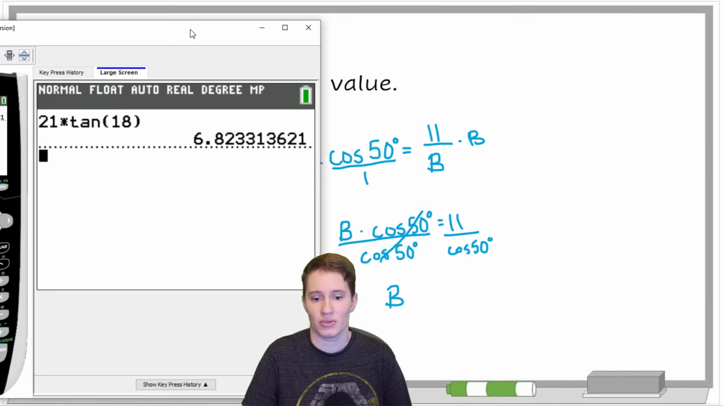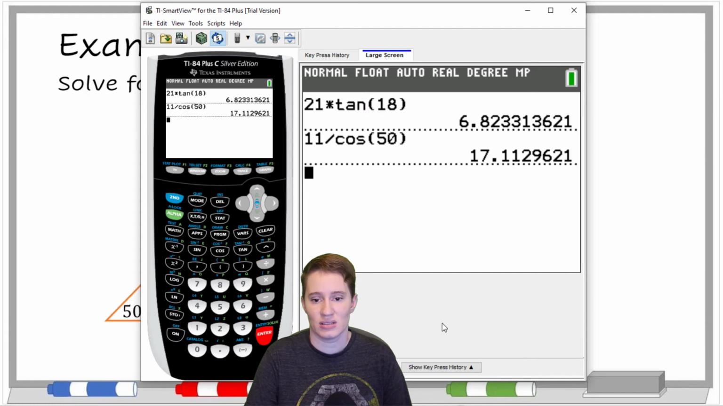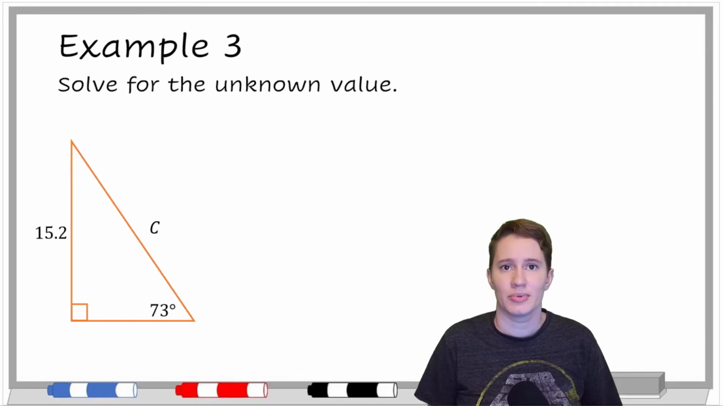I've already forgotten the numbers. 11 divided by cosine 50. We're still in degree mode, so that's great. My answer is 17.113. B equals 17.113.